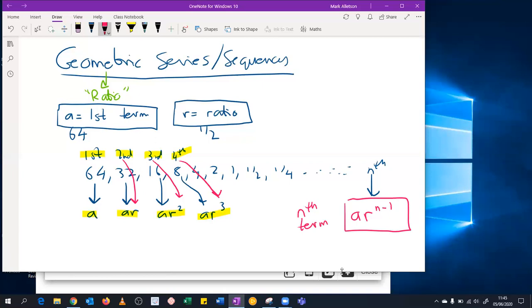of a geometric sequence. It starts with A, and then you times it by a ratio to get the next one. You times it by a ratio again to get the next one. So there's your first answer. Can you give me 1 to 10 on that answer for me, please?